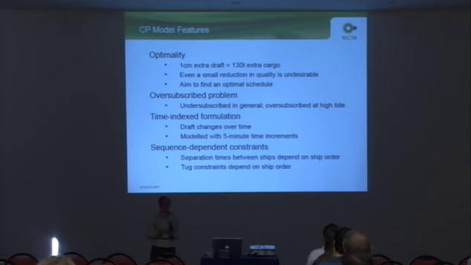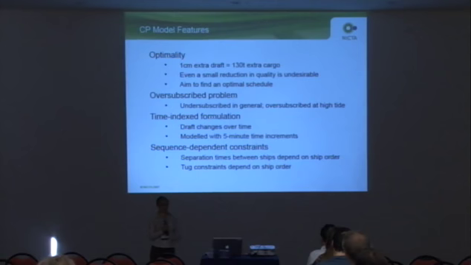The second reason why this is a complex problem is that it's oversubscribed at the high tide. So in general, the problem is undersubscribed. There's usually enough time to be able to sail all the ships. But all the ships want to sail close to the peak of the high tide so they can carry the most cargo. So around the peak of the high tide, the problem is very tightly constrained. The third reason why this problem is complex to solve is we're using a time index formulation. Because the draft changes over time quite quickly, we need to model it by specifying the draft at 5-minute increments. Because it depends on tide, waves, etc., it's not possible to specify just with a simple function.